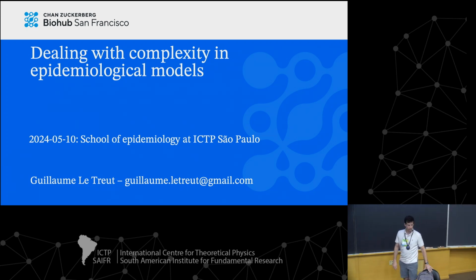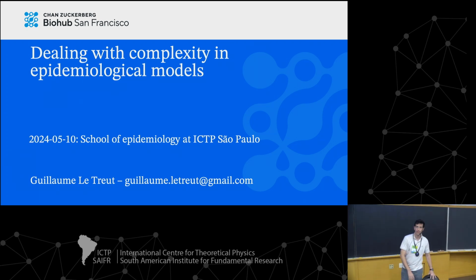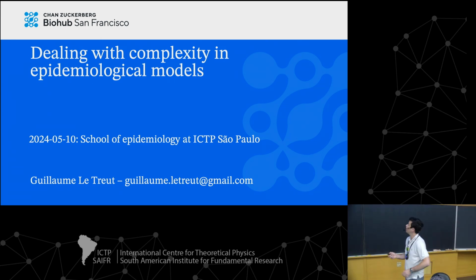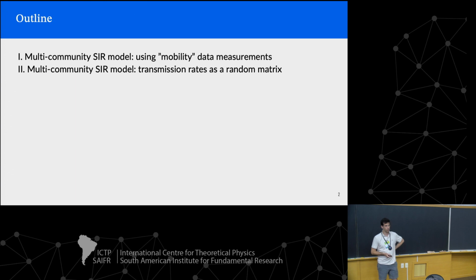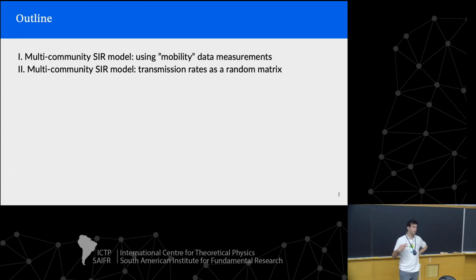Be dealing with something. Yeah, I'll take a different approach than yesterday, and I want to talk about those multi-community SIR models. Basically, what I would like to do is, in the first part, show how we can use the real data to try to reduce their complexity and make them more amenable for analysis, modeling, and things like this. And in the second part of the talk, I introduce another way of trying to make sense of that complexity, which is based on the idea of viewing those contact matrices as elements of a random matrix ensemble.